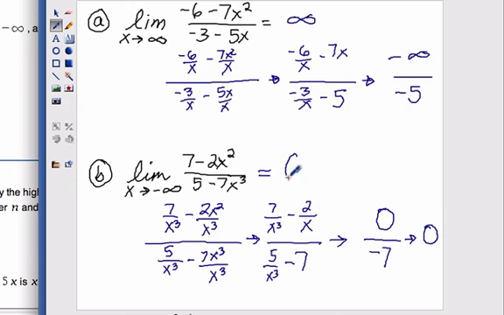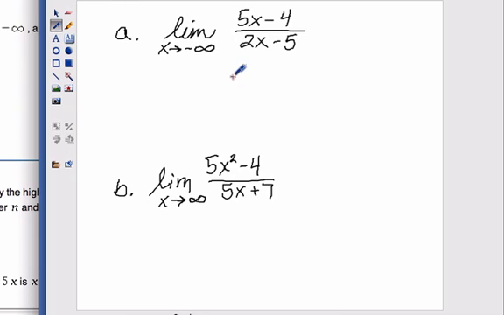So the limit as x approaches negative infinity, sorry, I should have considered negative values here, but it wouldn't matter, right, because those are all zeros, of this value is 0. So the bigger the negative value we pick, the closer and closer it gets to 0. That's what the limit is. Okay, so let's look at a couple other examples.